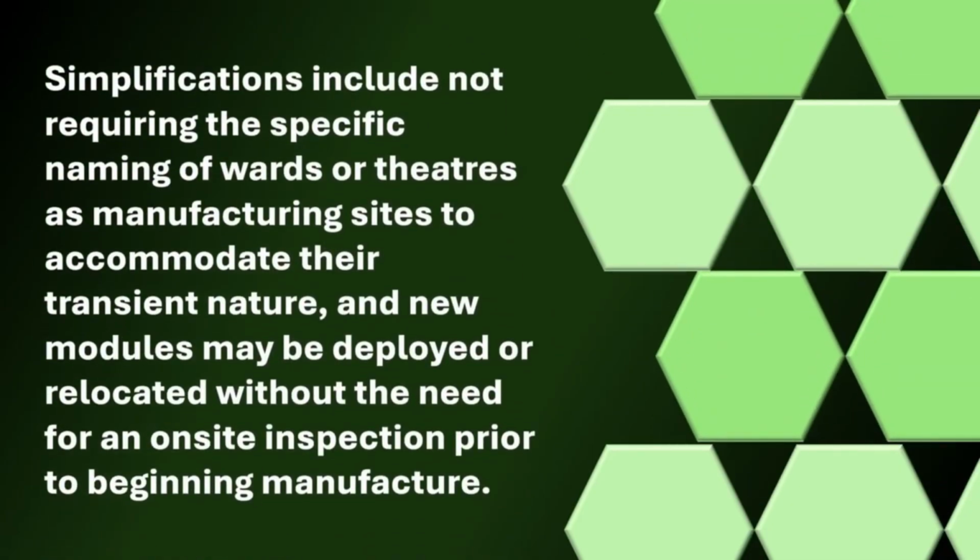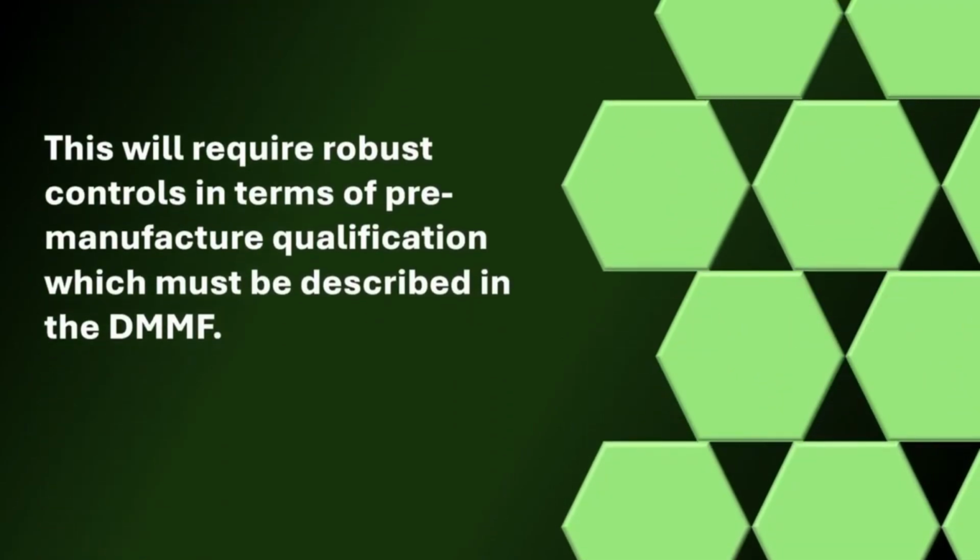Simplifications include not requiring the specific naming of individual locations as manufacturing sites to accommodate their transient nature, and new modules may be deployed or relocated without the need for an on-site inspection prior to beginning manufacture. Of course, this will require robust controls in terms of pre-manufacture qualification, which must be described in the DMMF.